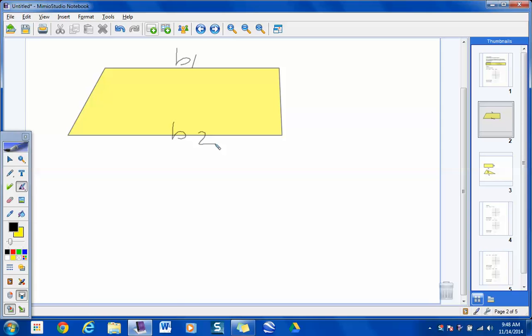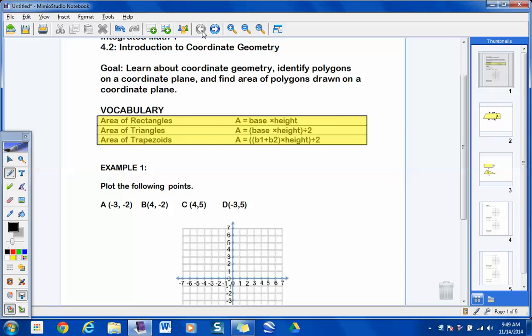If this is my base 1 right here, and base 2, you guys agree that those are the 2 sides that are parallel, right? Okay, let's just say base 1 is equal to a distance of 10, and base 2 is equal to a distance of 12, all right? Well, then the height is going to be the distance between those 2 parallel sides. So let's just say I've got a height here of maybe 6, okay? So by formula right here, it says take base 1 plus base 2 first.